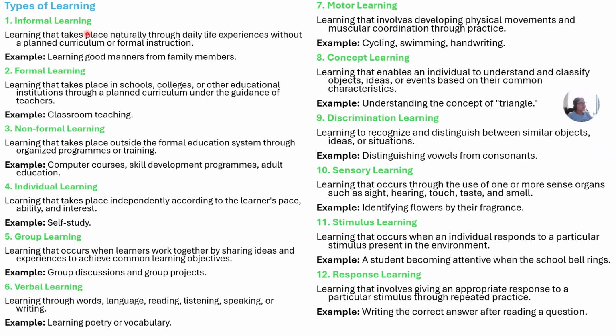Then what are the types of learning? Very, very important. Informal learning. That means the learning that takes place through daily life experiences. Okay. That means it doesn't have a proper structure. It doesn't have a proper organization, but learning happens. That means daily life experiences without a proper curriculum or formal instructions. Example, learning good manners from family members. That is in an informal setting only, right?